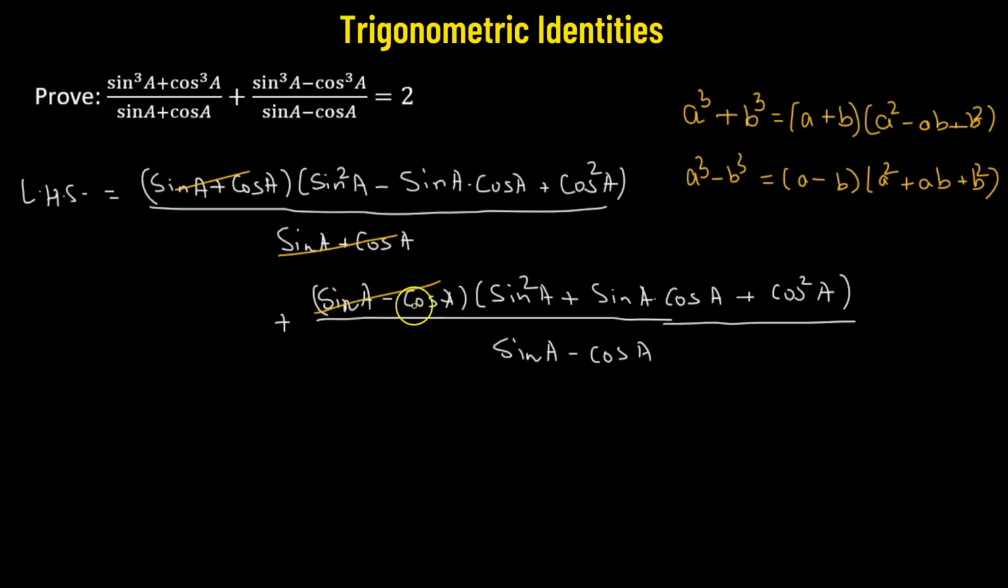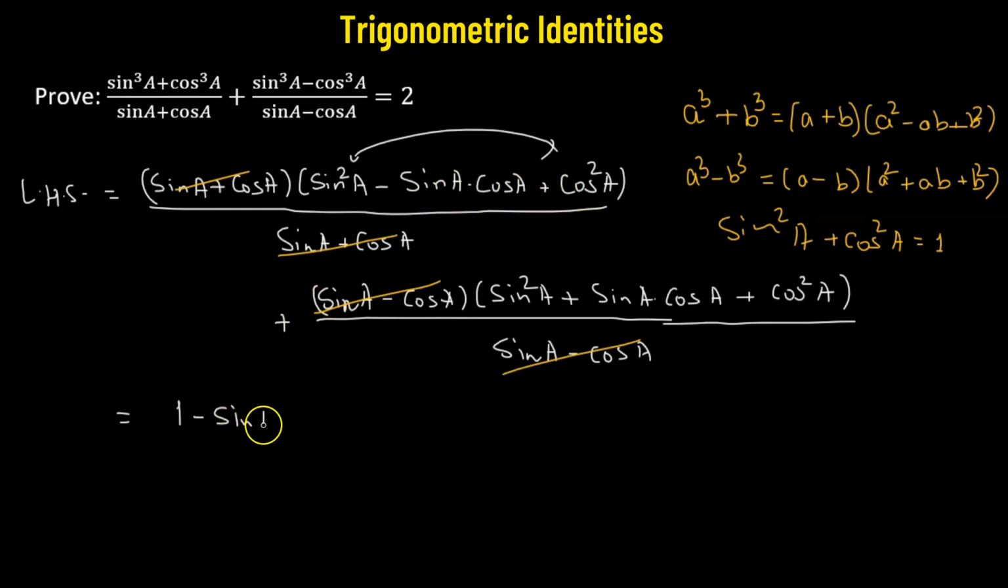Similarly, we can also cancel out sine a minus cosine a from the numerator and the denominator of the second term. So this is going to leave us with sine squared a plus cosine squared a. Now sine squared a plus cosine squared a, that is a standard identity, so this is equal to 1. That means sine squared a plus cosine squared a minus negative sine a cosine a will become 1 minus sine a times cosine a. Similarly, in the second term, we have sine squared a plus cosine squared a, so that's 1 plus sine a times cosine a.